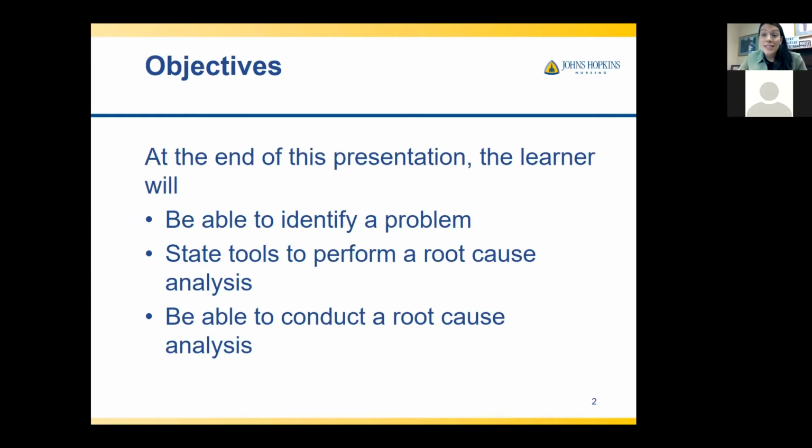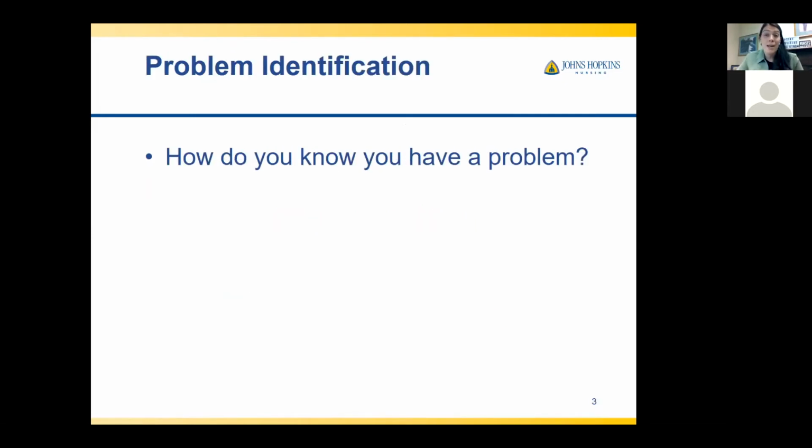By the end of this presentation, you'll be able to identify problems, state tools available to us to perform a root cause analysis, or RCA as we call it, and be able to conduct an RCA using the Fishbone tool. The first step in any project is really identifying that you have a problem that you need to fix. So how do you know you have a problem? Are there resources already at Johns Hopkins Hospital that can help us identify a problem?